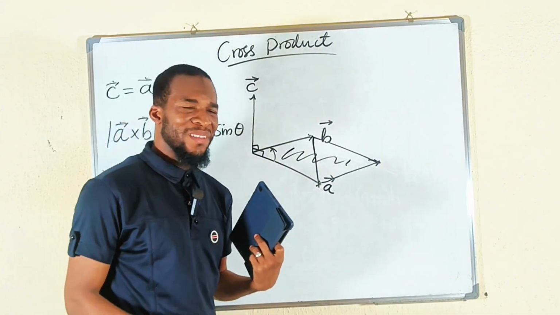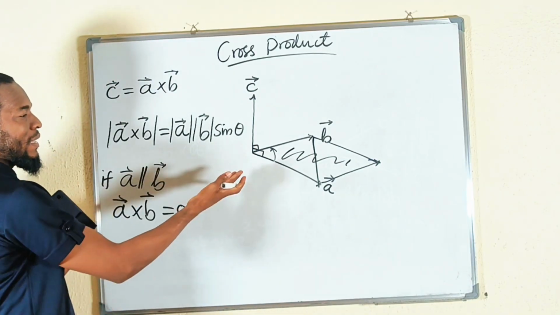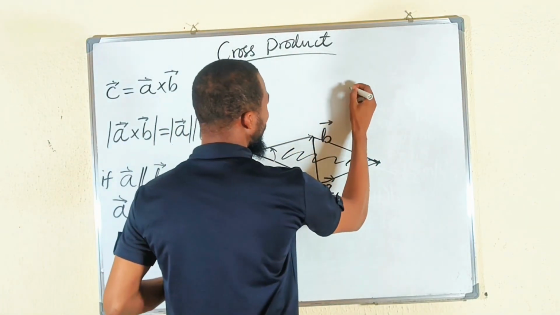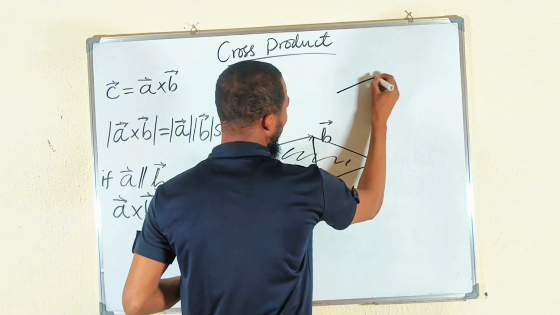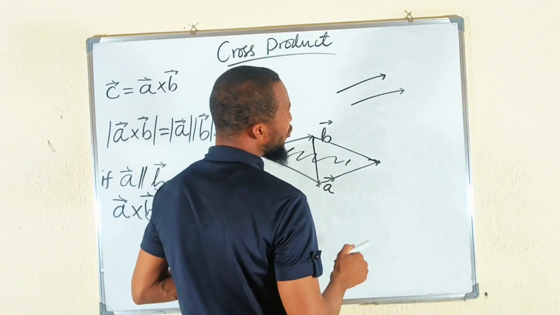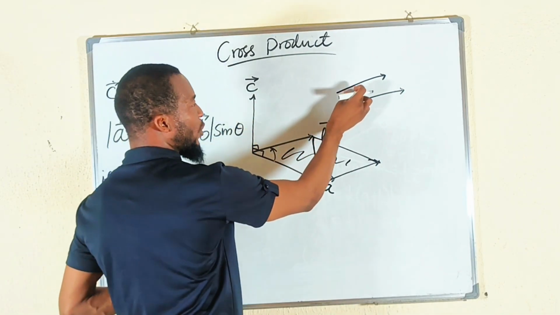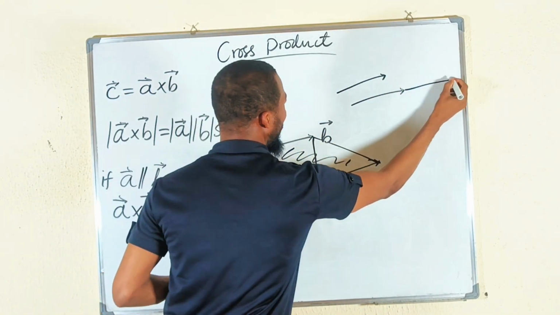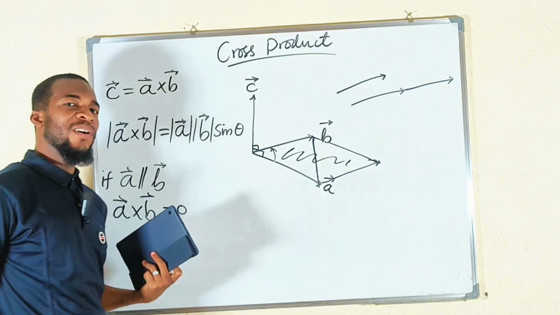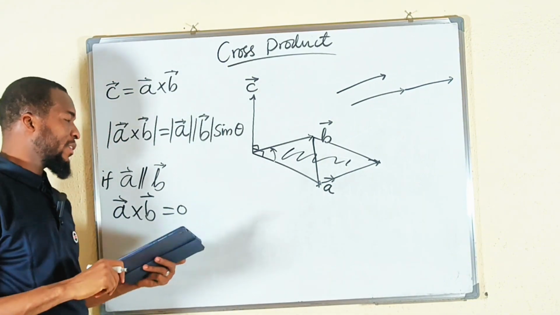How do we determine this? If two vectors are parallel, you cannot cross them. Two vectors like this and this, we say they are parallel, right? So you cannot form a parallelogram here. If you copy this one and mount it on here, it is going to be like this. So you can never form a parallelogram using two parallel vectors.